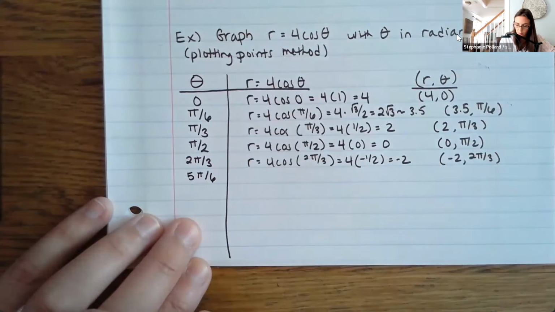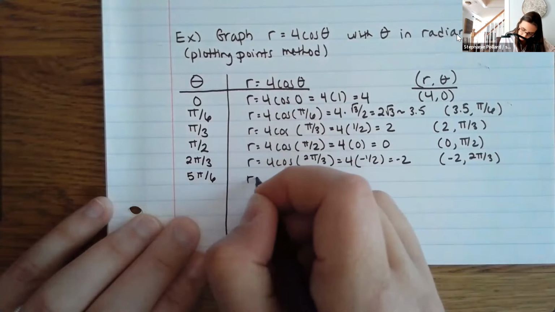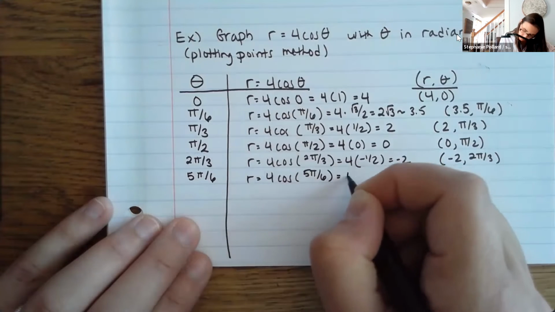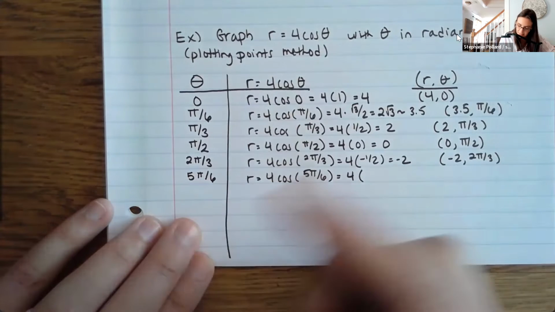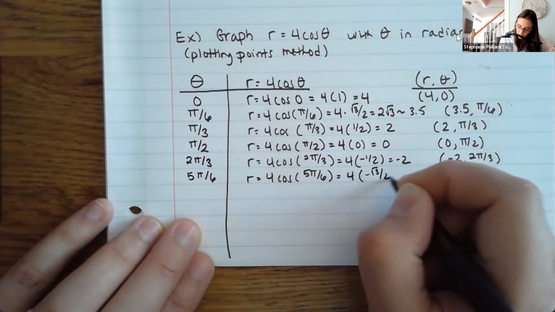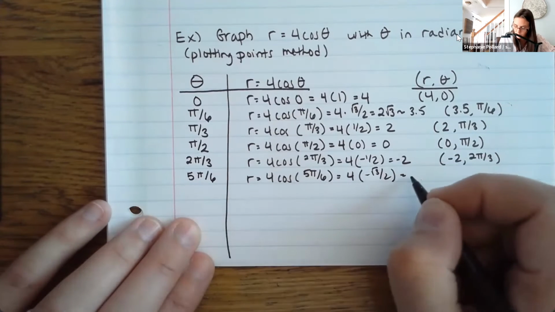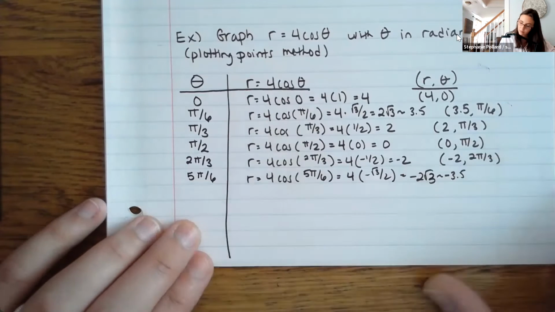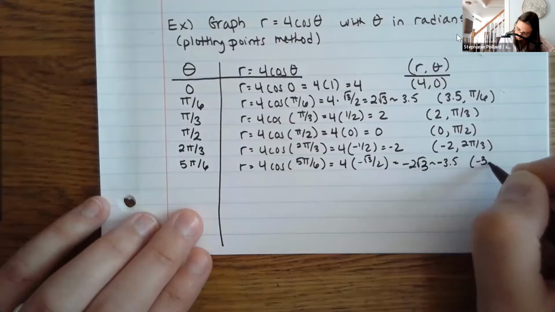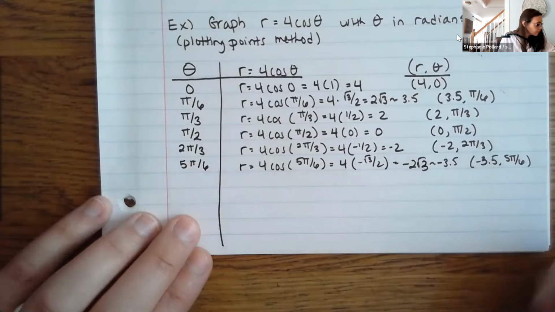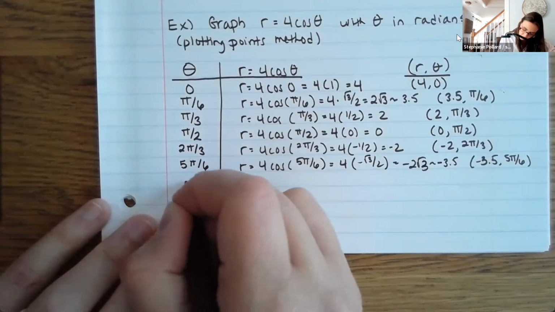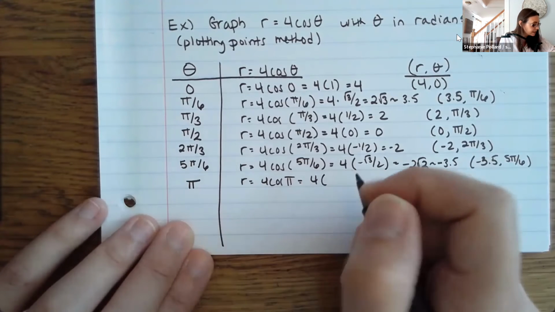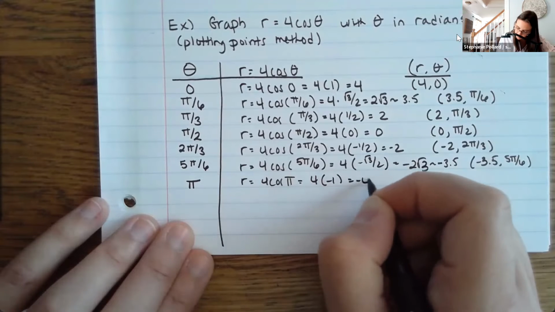Next will be 5 pi over 6. And cosine of 5 pi over 6 is negative root 3 over 2. Again, those 2's will cancel, so I have negative 2 root 3, excuse me, negative 3.5. And then I'm going to do pi. And cosine of pi is negative 1. So I have negative 4 there.